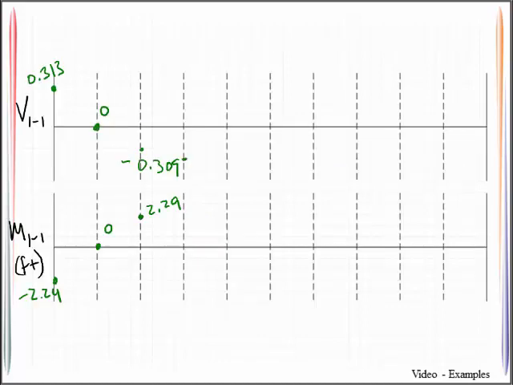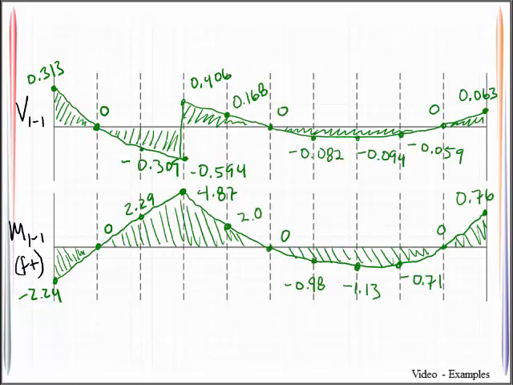We can go ahead and plot those on our influence lines here. So here we've got that 0.594, and then just to the right of that it jumps up to 0.406, and that moment is coming up here 4.87. Okay, we will do that process for the remaining points, and then we'll be able to sketch our influence lines. And this is what the completed influence lines would look like for the internal shear at 1 and the internal moment at 1.